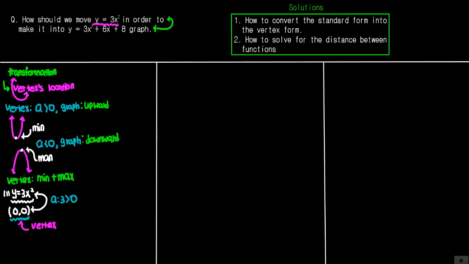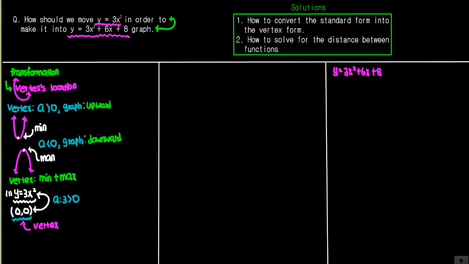So this is the vertex of our function. And let's think about the second one, where y is equal to 3x squared plus 6x plus 8 graph. So y is equal to 3x squared plus 6x plus 8. From here, in order to solve for the vertex, we need to convert this into a vertex form, which is specialized and optimized for solving for the vertex.